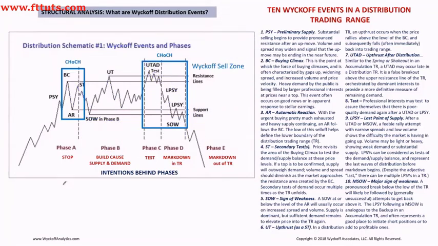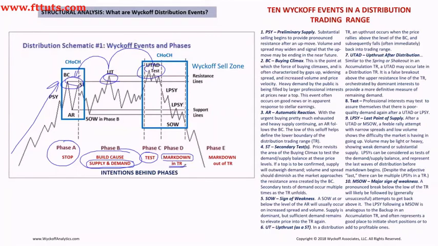Intentions behind phases in distribution are the same as in the accumulation. Phase A, as I mentioned, is a stop in action of the uptrend. Phase B is a cause building, and this phase defines the relationship between supply and demand. Phase C is the final test of the demand at the resistance level. Phase D is the initial markdown within the trading range, whereas phase E is going to be in the markdown outside of the trading range.